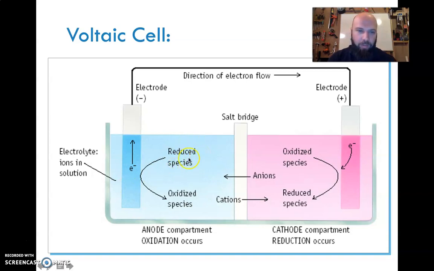Note it's general: the reduced species is becoming an oxidized species, and the oxidized species is becoming a reduced species here. So you could put whatever metal electrodes you have into this cell, and you would get that same reaction.